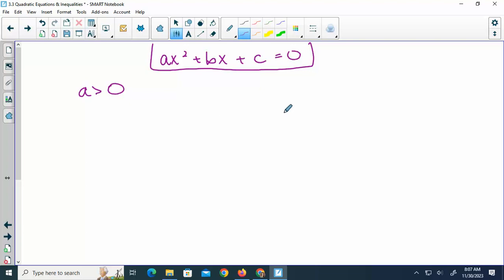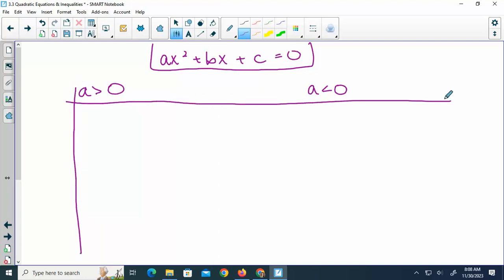If it opens up. Okay, we've talked about how that has a minimum value, it has a lowest point, it's opening up. If our A is less than 0, what does that tell us? It opens down. Then let's compare that to what we know about the discriminant. Discriminant, b squared minus 4ac.